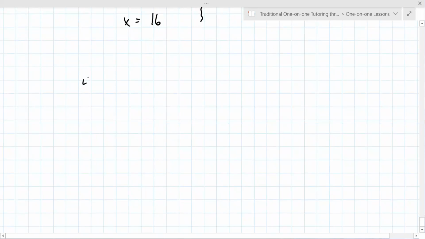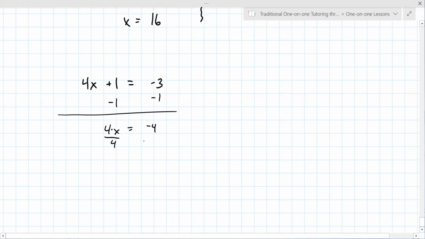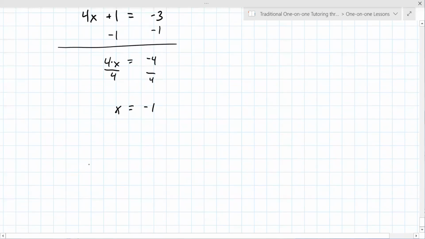Let's try another one here. 4x plus 1 equals -3. So you subtract 1 from both sides. Do you see that? Yeah, I got it. What is -3 minus 1? -4. Very good. Now, do you undo this with multiplication or division? You divide. Very good. So x equals -1. Yeah, okay, I got this. Those are famous last words, my friend.